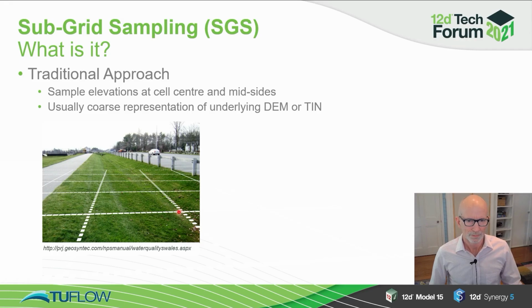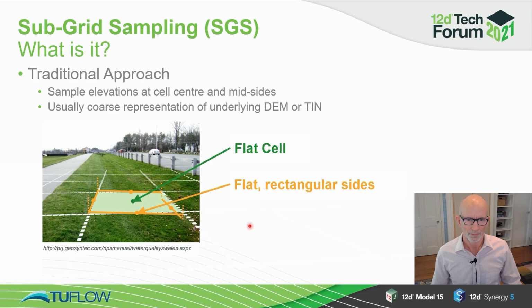So here we have a square cell, and then we need some elevation data associated with that cell, and we typically, historically, have just sampled a single elevation in the center, and that gives us effectively a square tub that will hold water. And then for how the water moves around from one cell to the next, we sample a single elevation in the middle of the cell side and just use a flat rectangular section. And that's nice and simple and has worked well.